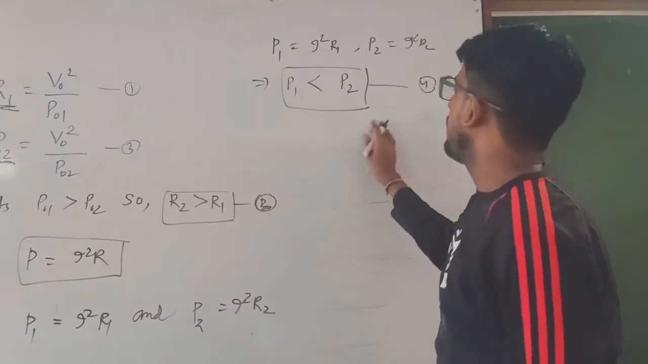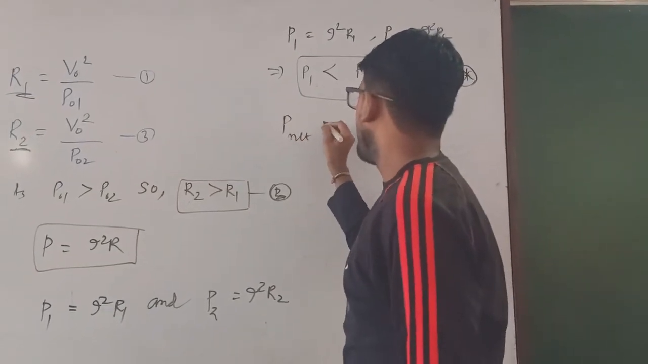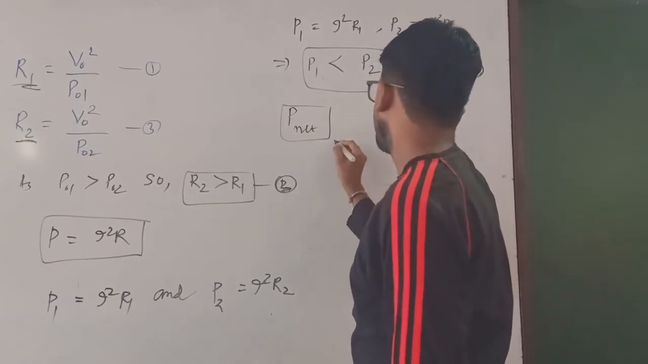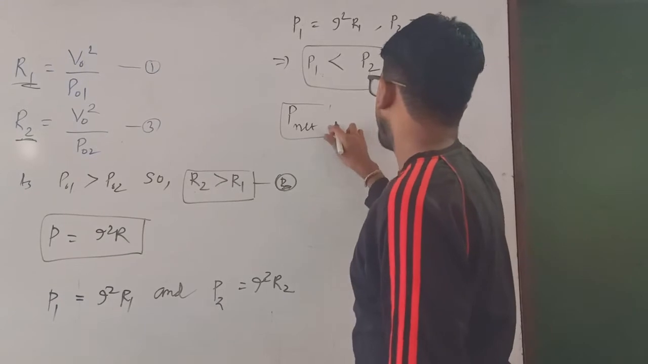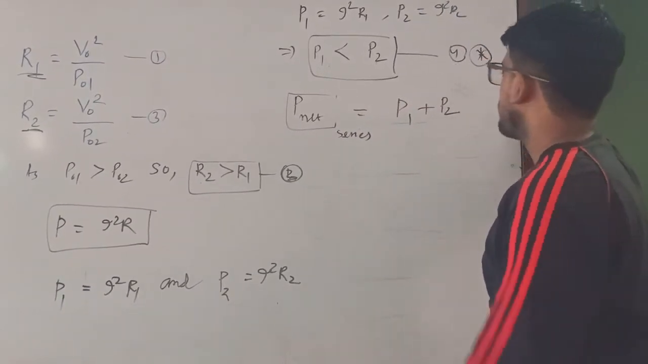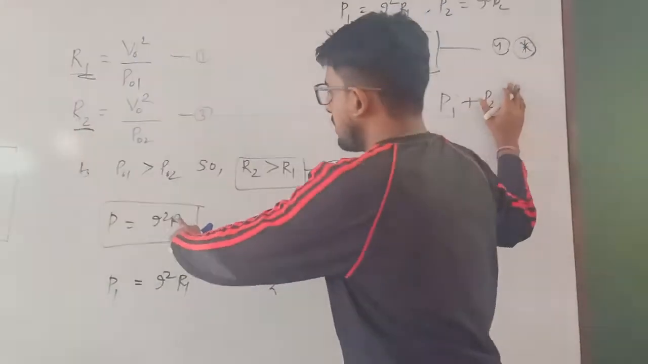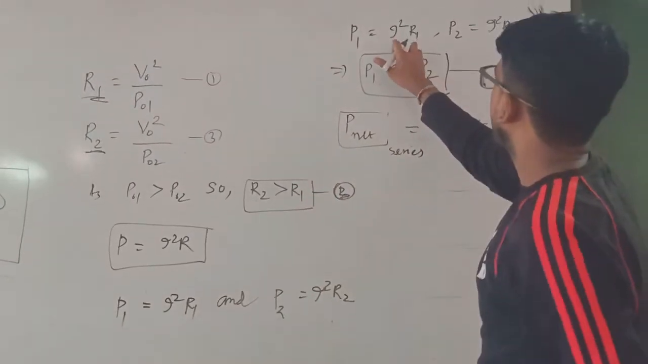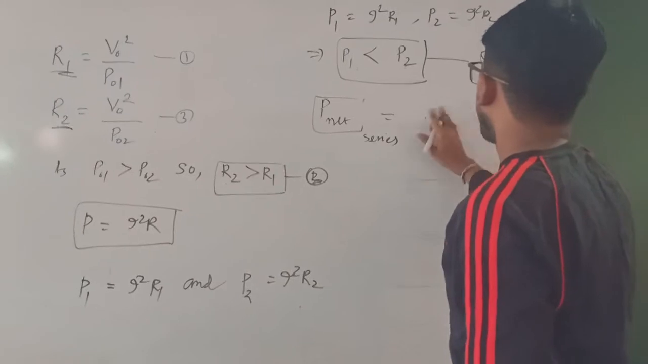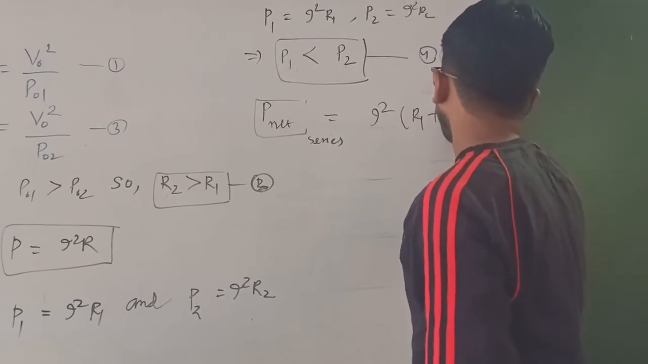Okay, so now we have to calculate what is the total power P net for the combination of balls in series. So P net will be how much? P1 plus P2. So we have to calculate P1 plus P2. We already calculated that power 1 is I square R1 and P2 is I square R2. So from this we can easily calculate that it is I square into R1 plus R2.